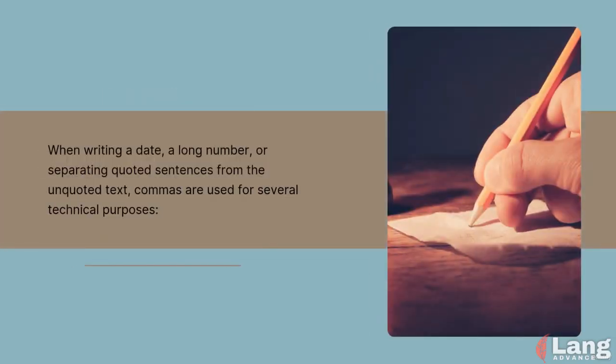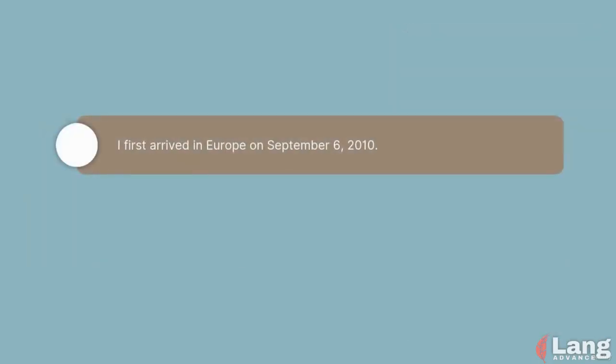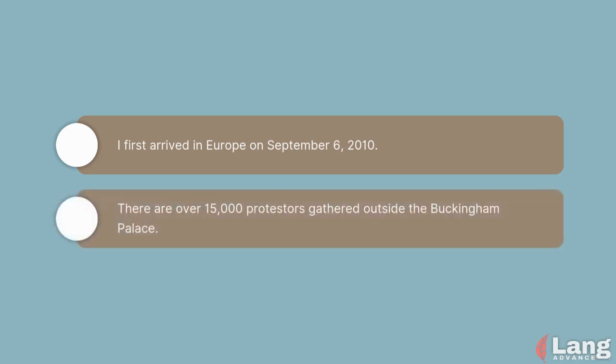When writing a date, a long number, or separating quoted sentences from the unquoted text, commas are used for several technical purposes. I first arrived in Europe on September 6, 2010. There are over 15,000 protesters gathered outside the Buckingham Palace.